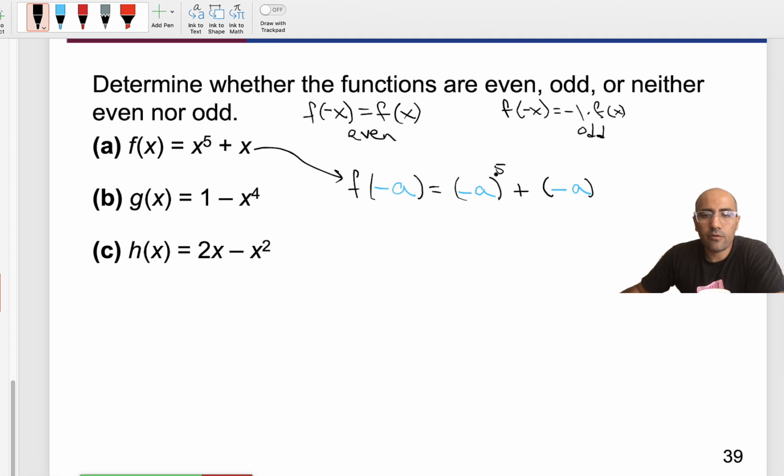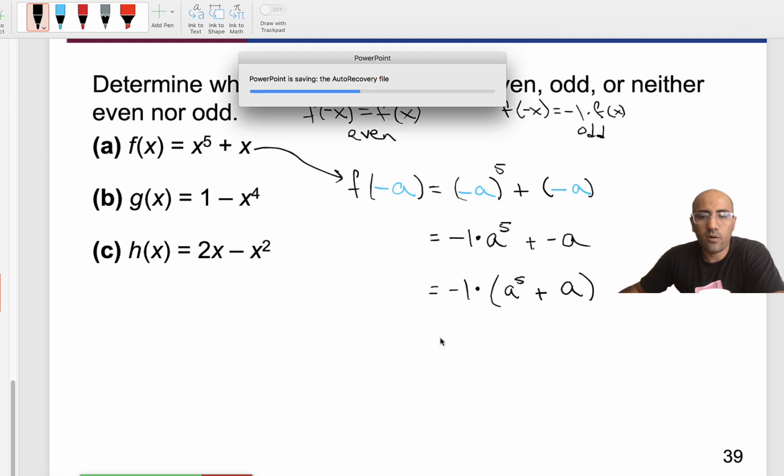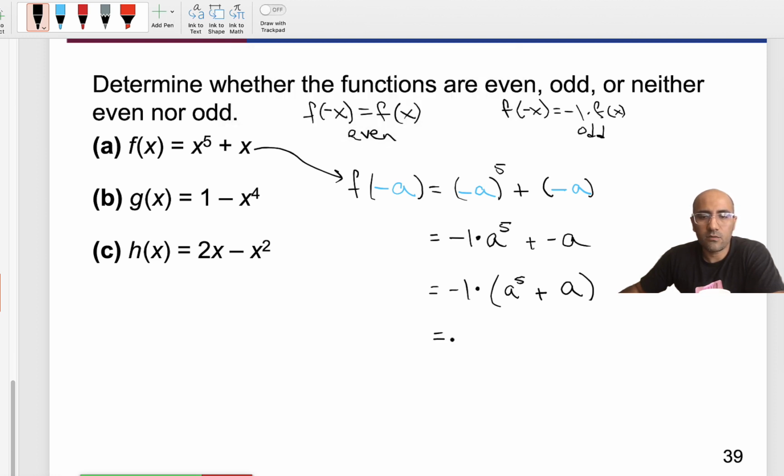Whenever I take a negative number to the power of 5, because it's odd, we preserve its sign. So it's going to be equal to negative 1 times a to the 5th power plus negative 1 times a. Now I can factor out that negative and do negative 1 times a to the 5th power plus a. And then this is exactly the original function evaluated at a. So this equals negative 1 times f of a. Good. So we've established that f of negative a equals negative 1 times f of a. So we've established that this function is odd.